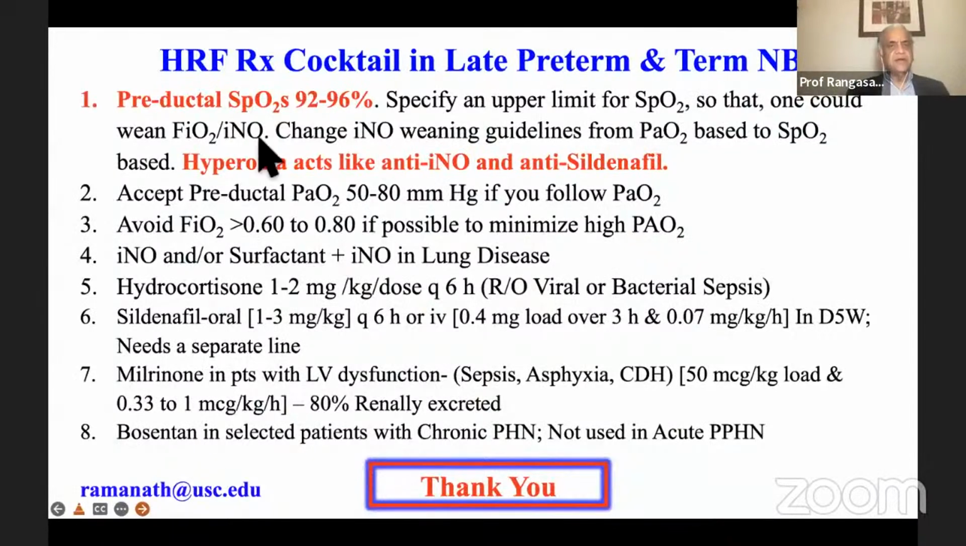So this is my last slide. Okay. Target pre-ductal saturation 90 to 96. Specify an upper limit of saturation. Don't say keep the saturation more than 95. That's a bad thing to do. Always specify an upper limit for saturation, which is 96 or 97.